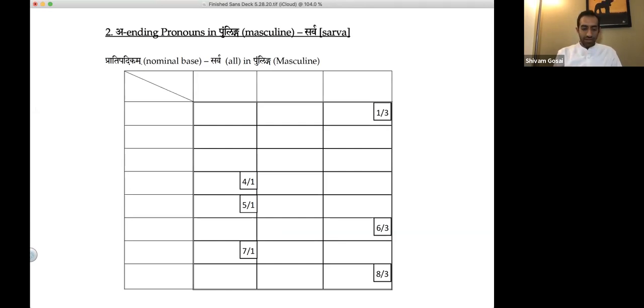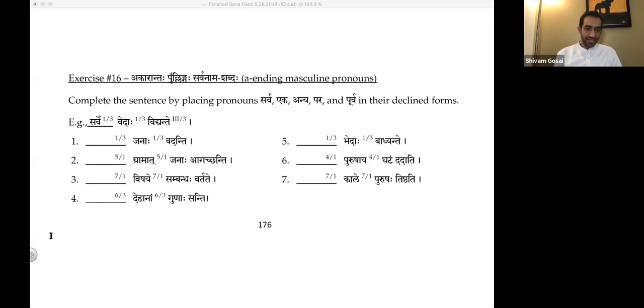Okay, so I want us to look all the way at the back of the book. Let's see if I can find it. Exercise number 16 is on page 176.